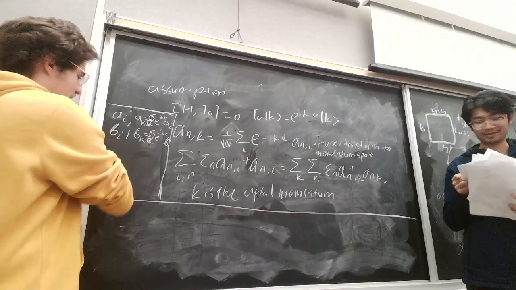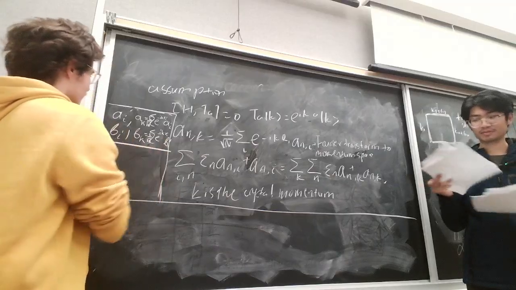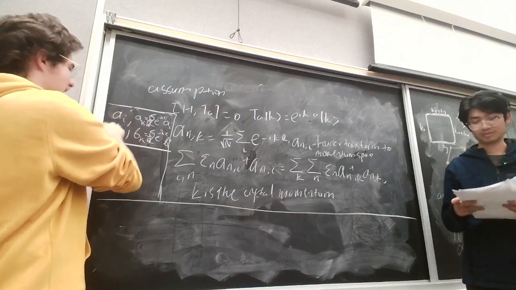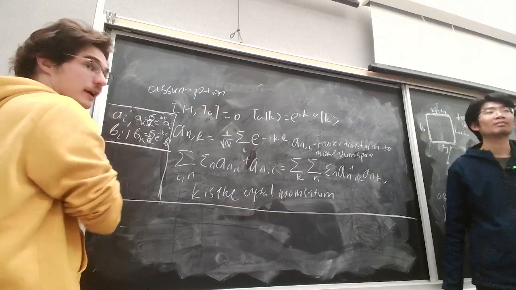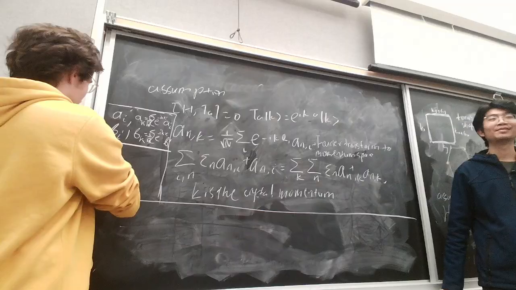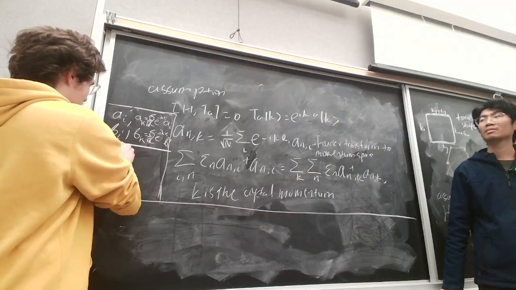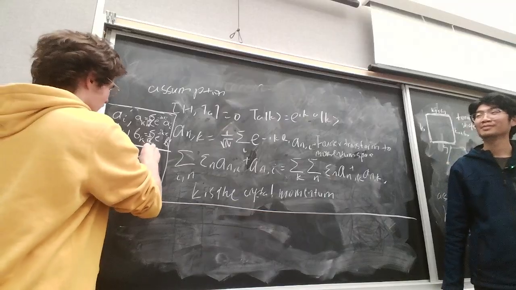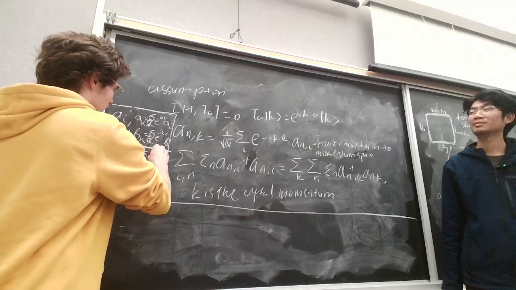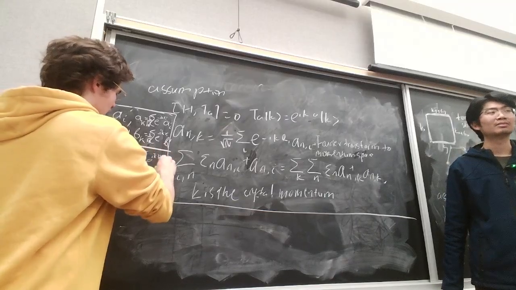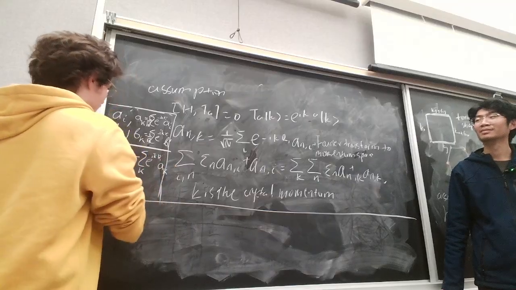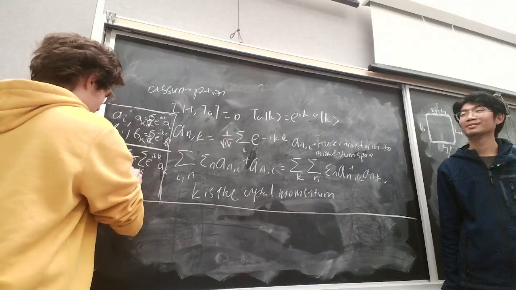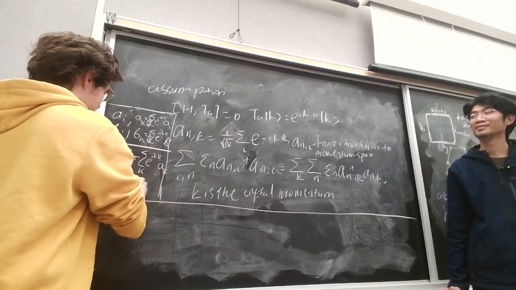Now I should be able to express the A_i's in terms of the A_k's and the B_i's in terms of the B_k's. This is given by just the inverse Fourier transform, a sum over k of A_k. And then a similar thing for the B_i's.